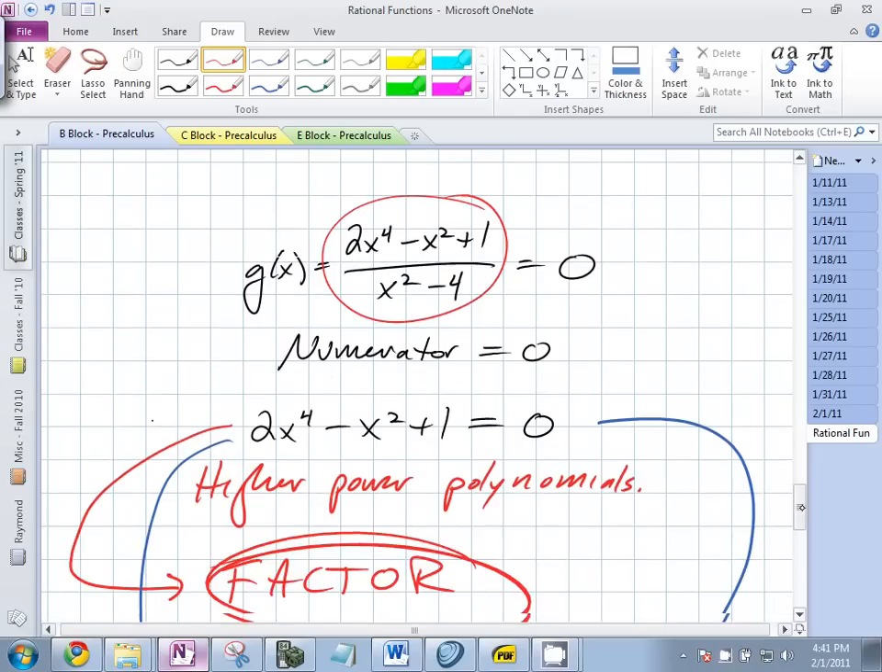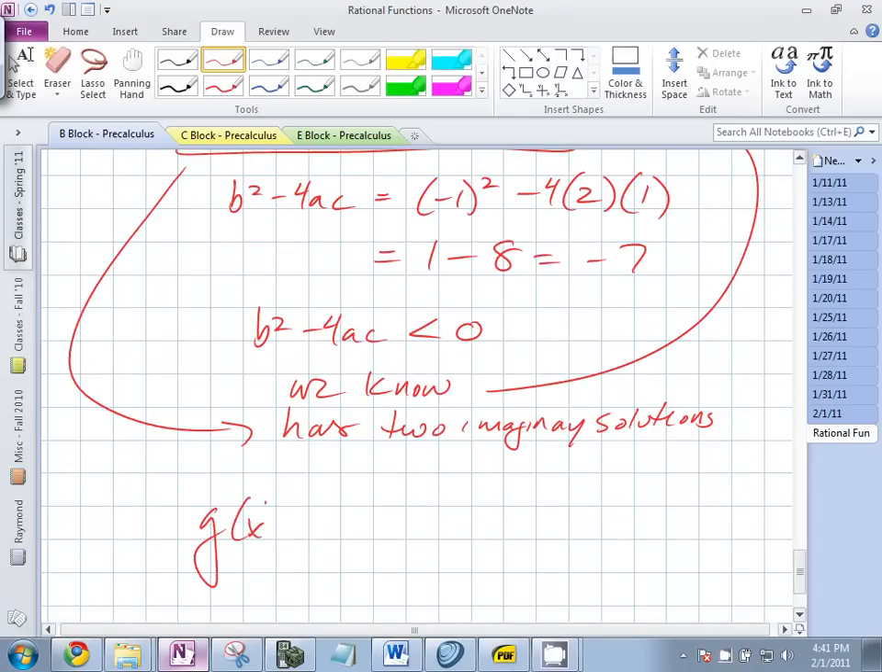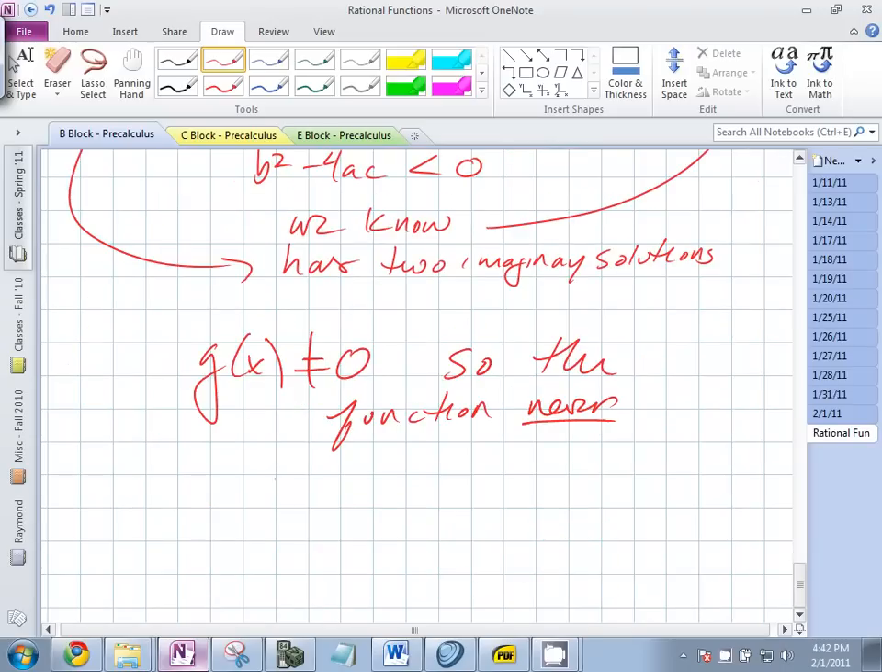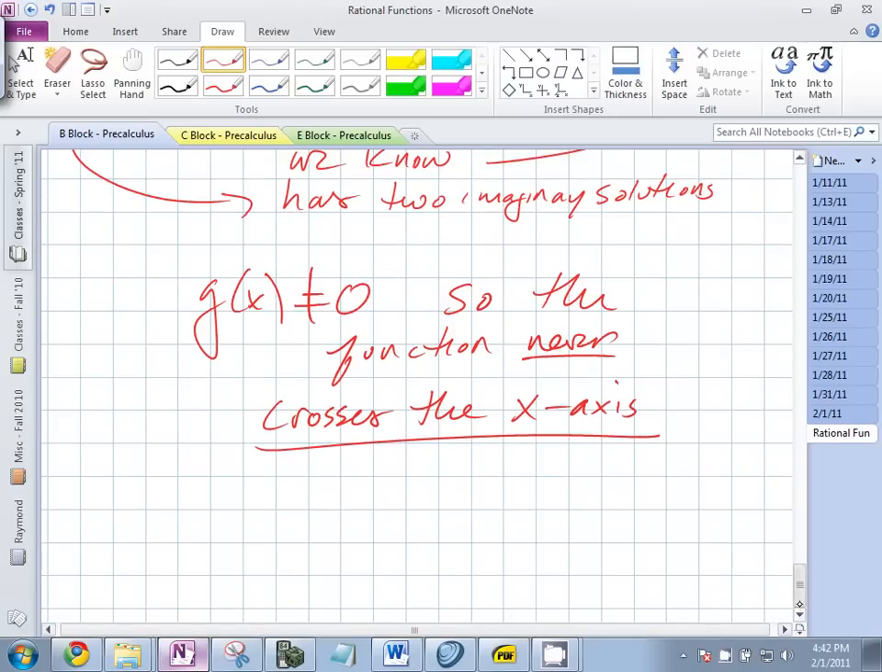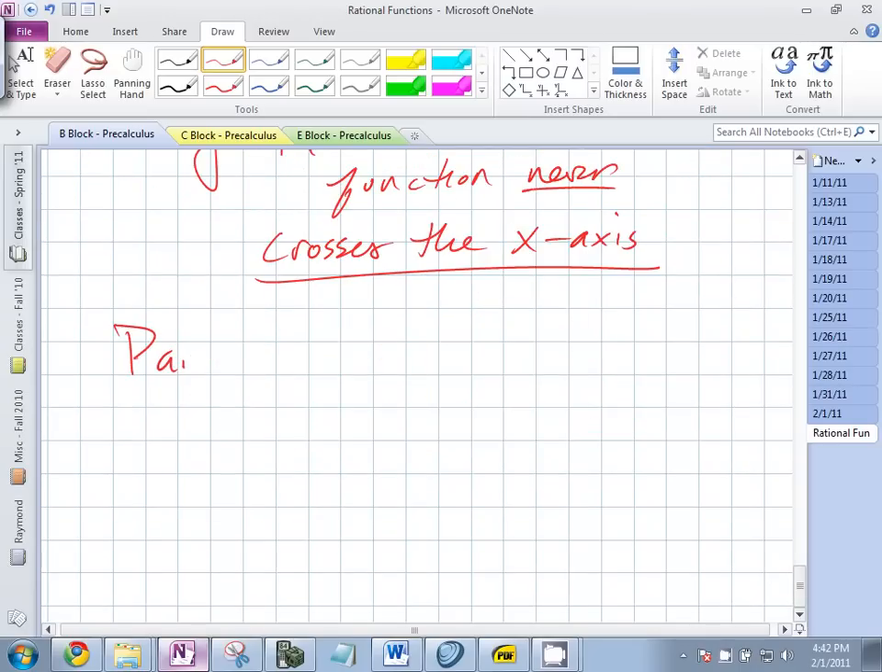What does that mean? It means that g of x can never equal 0, so the function never crosses the x-axis. Now, this seems like it's not super important now, but it's one of the many pieces of information we're going to gather. So let's just pause for a second and take stock of what we know.